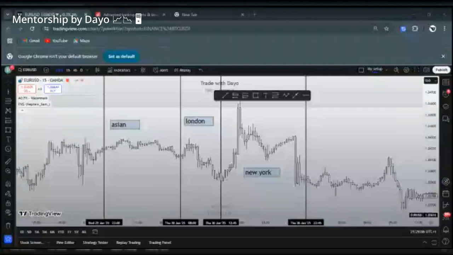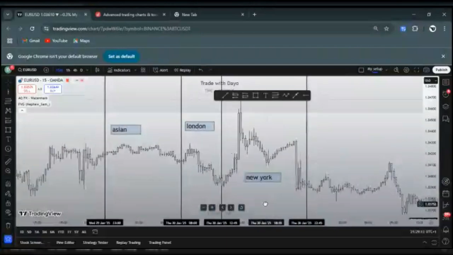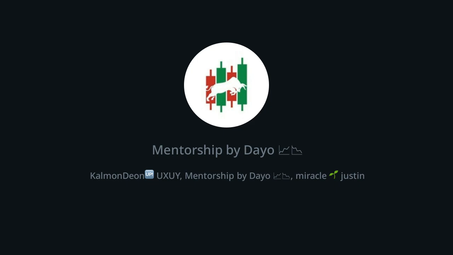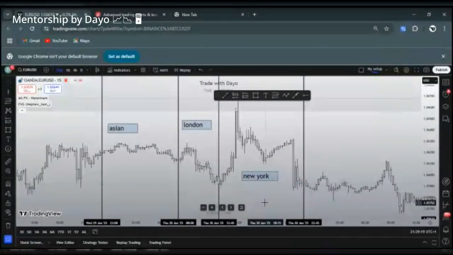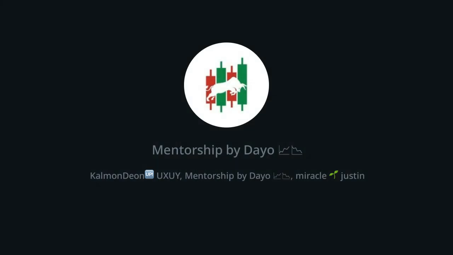All right. If you are observant, you see that there is a significant movement where the market opens, and this is due to kill zones. So this is what we call kill zones. As you can see, the market opens at midnight, and we call it Asian session.